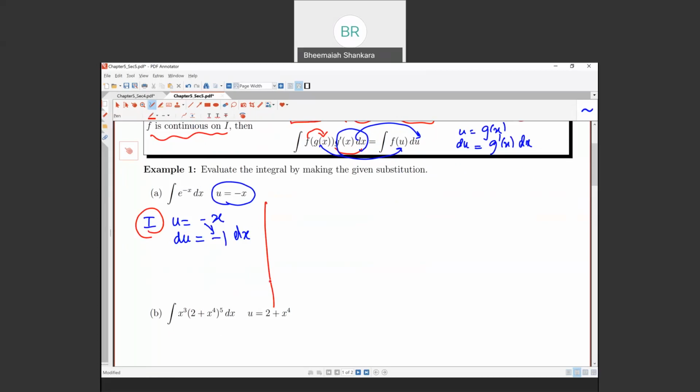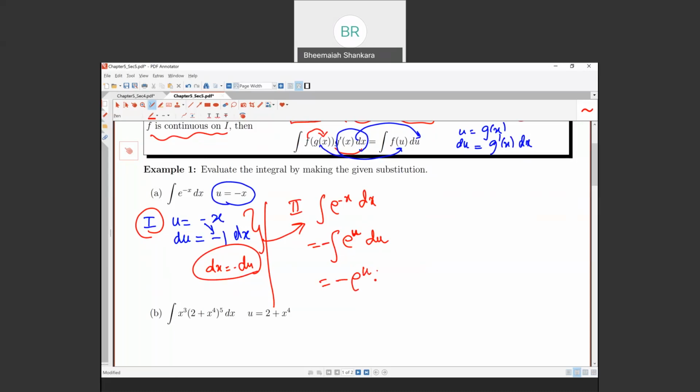In step 2, you will write the given integral, e to the negative x dx, and you will plug these in. So I'm going to rewrite this as the integral of e to the negative x, which is u, so the exponent becomes u. du is negative dx, so you can write dx as negative du. So this becomes du, the negative goes out. The integral of e to the u is e to the u, so write the same, and a constant of integration plus c.